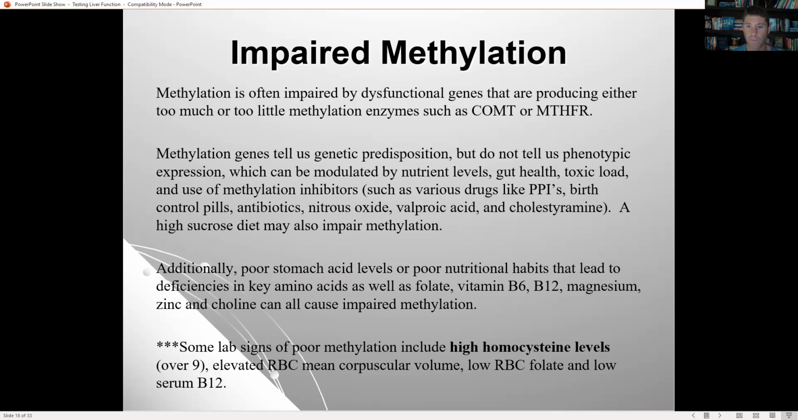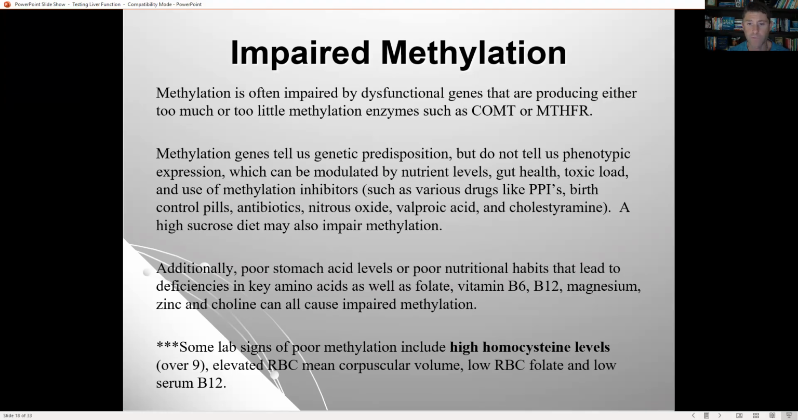Additionally, poor stomach acid levels or poor nutritional habits can lead to deficiencies in key nutrients, such as folate, B6, B12. We need stomach acid to be able to absorb vitamin B12, to break down food, vegetables, for example, into folate, B6, or meat into some of these compounds like B6. We need good stomach acid. We need good digestive enzymes. So if we're digestively impaired, we're not going to be able to absorb a lot of these. Magnesium, zinc. Zinc is super dependent upon good stomach acid levels. So that's another one to really key in on.